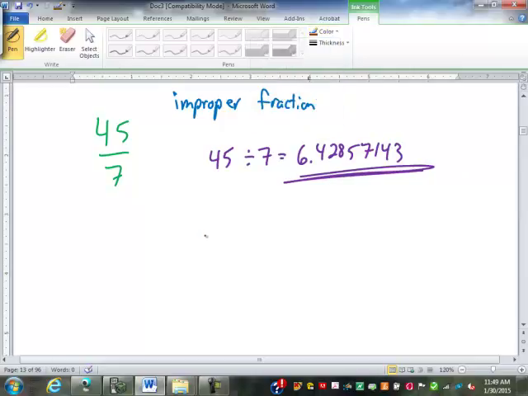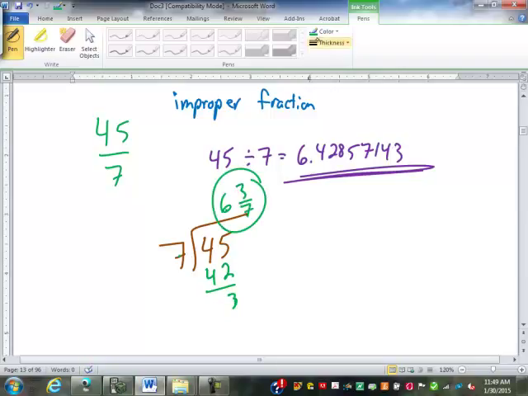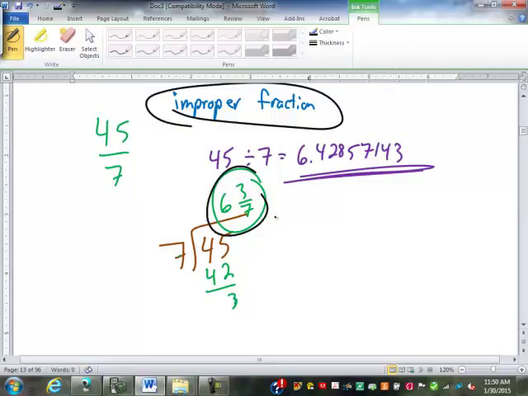But if we divide it out by hand, we can think of it as being basically just a long division with a remainder. 45 divided by 7 is 6. 6 times 7 is 42. There are 3 left over. So that means that we got 6 whole objects, and there are 3 of those 7ths left over. We can go from that improper fraction into a mixed number like this.